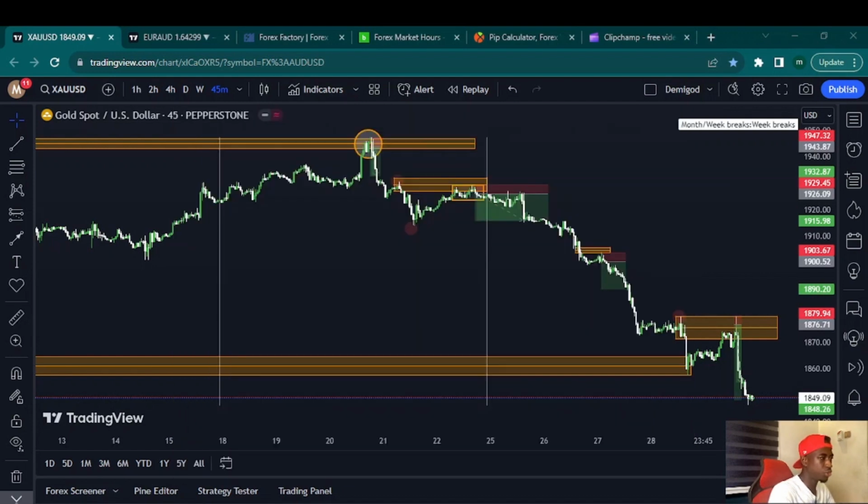So adding that with the gold trade for the week, I was able to leave the market profitable for the whole week.